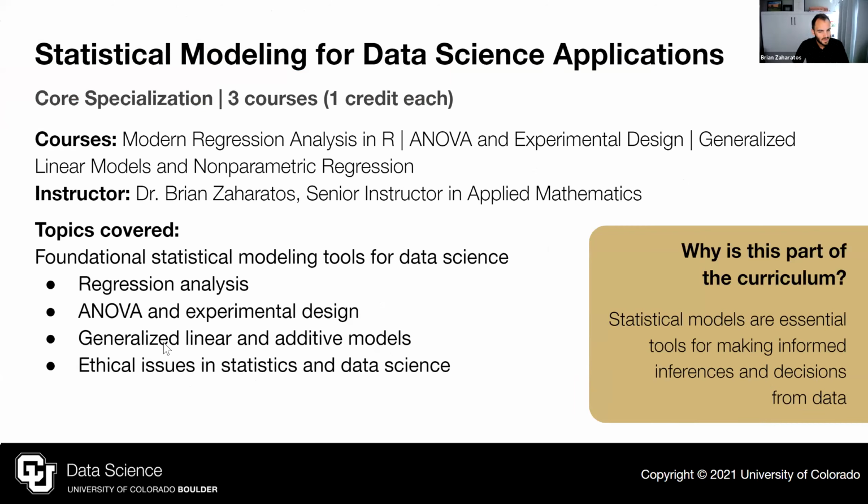Great, thank you. It's great to be here with you today. I just wanted to very briefly mention the Coursera course that I've developed that's part of this degree. That's actually a specialization with 3 individual courses. And this is in the statistics core of the degree. So the 3 courses are Modern Regression Analysis in R, ANOVA and Experimental Design, and Generalized Linear Models and Non-Parametric Regression. So this specialization really covers some core statistical modeling techniques that are essential for data science.